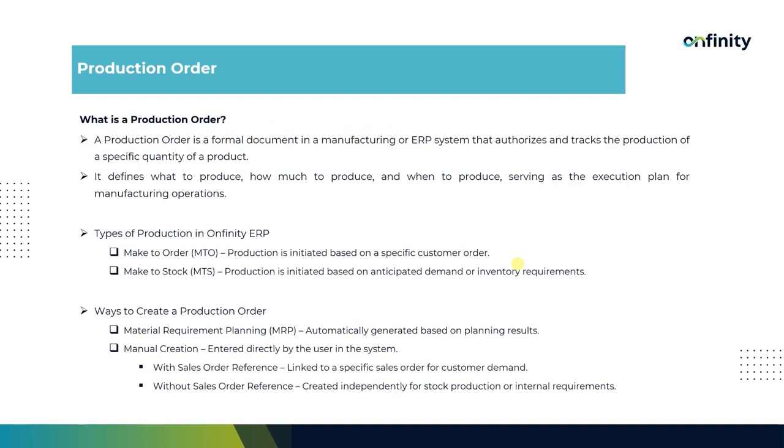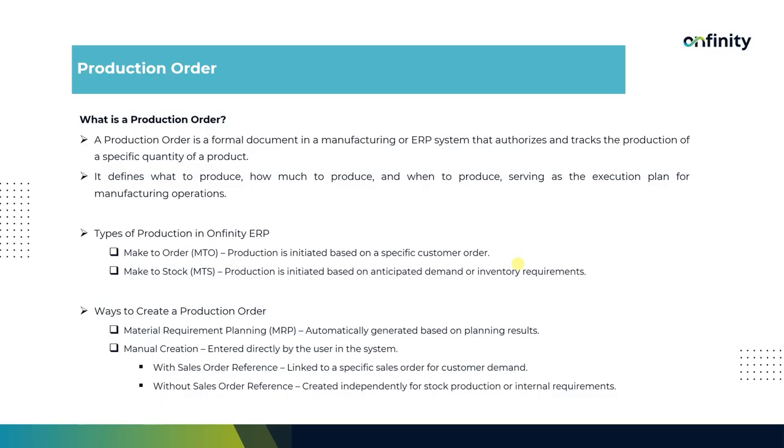A production order is a formal document in a manufacturing or ERP system that authorizes and tracks the production of a specific quantity of a product. It defines what to produce, how much to produce, and when to produce, and acts as the execution plan for manufacturing operations. There are two types of production in Onfinity ERP.